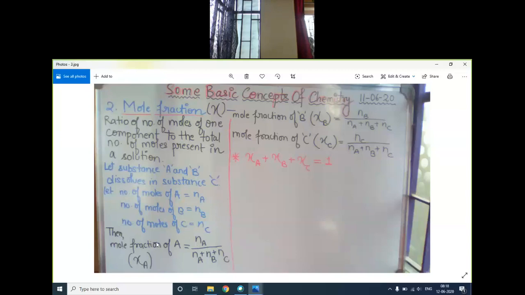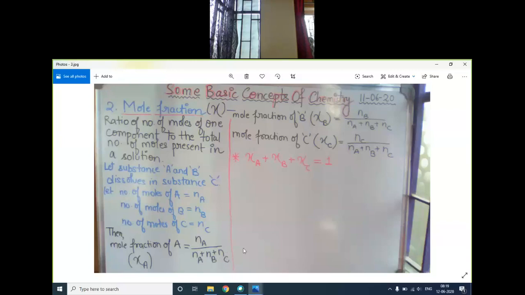Mole fraction, we know, is the number of moles of one component to the total number of moles. So here I am considering substance A, the mole fraction of substance A. There we will consider the number of moles of A divided by the total number of moles. That will come as, since there are 3 substances, Na plus Nb plus Nc.